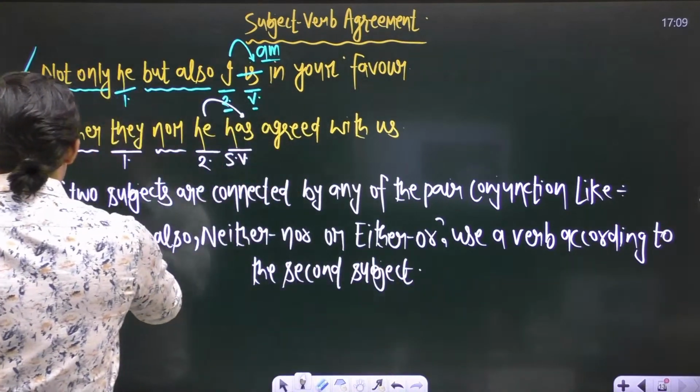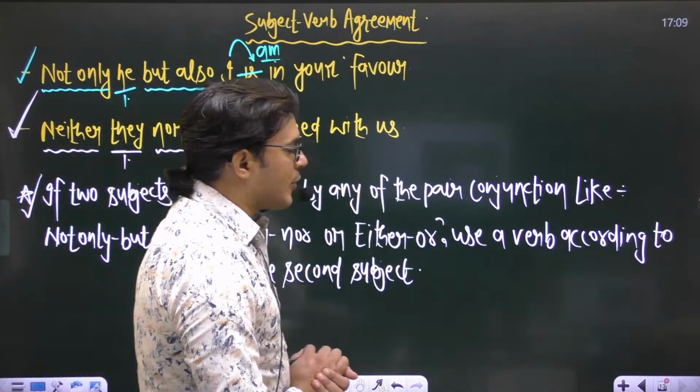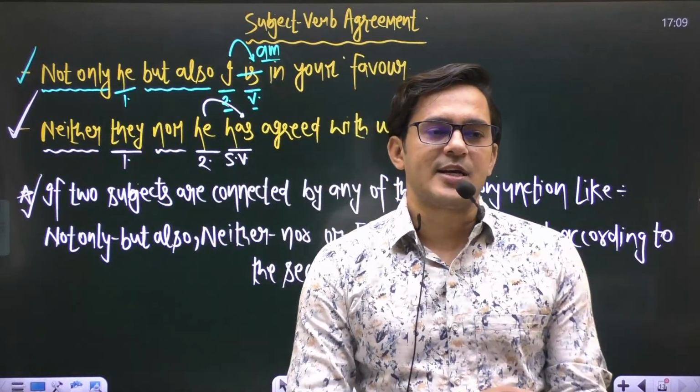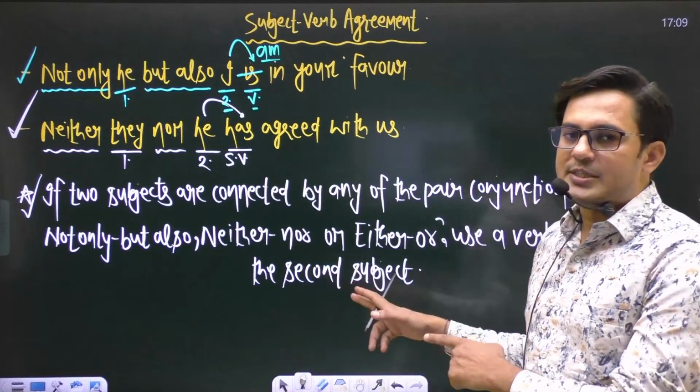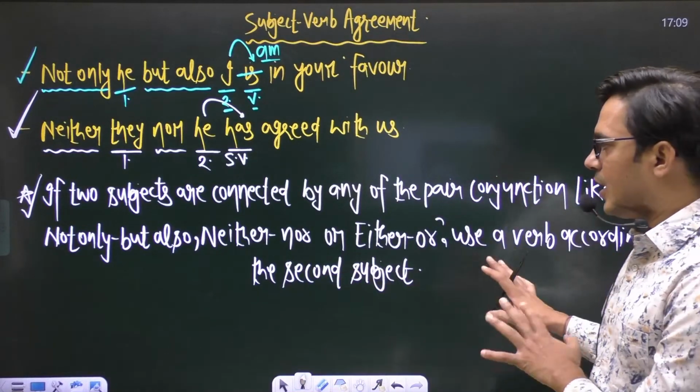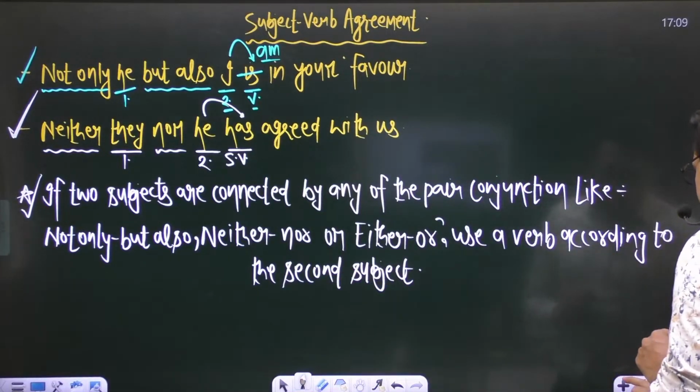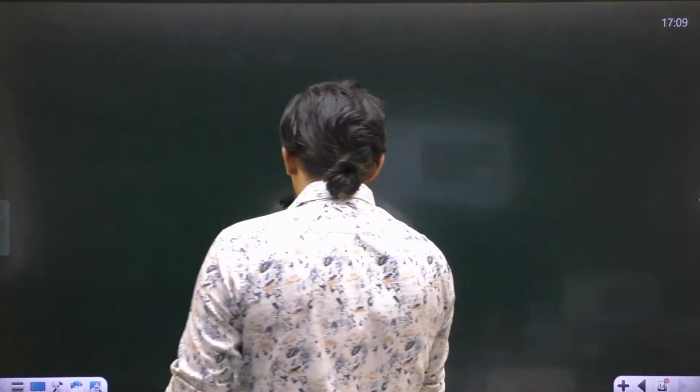This one is the concept. So are you getting my point? Whenever two different subjects are connected by pair conjunctions, the verb is used according to the second subject. I hope you understood this concept. So let's move to the next one.